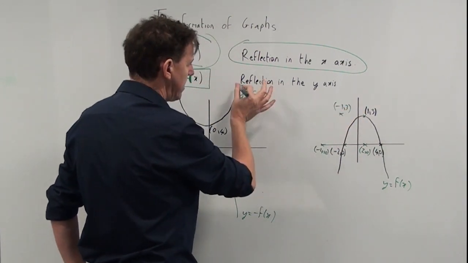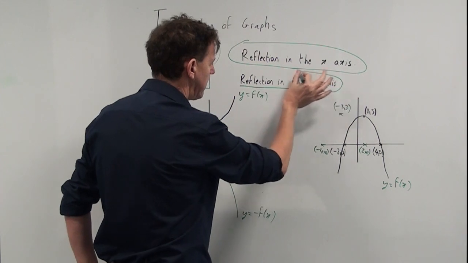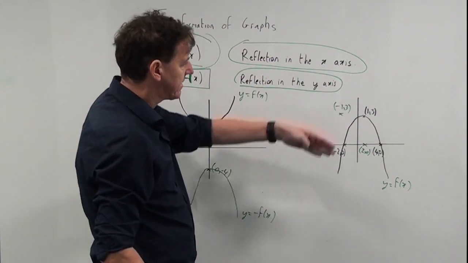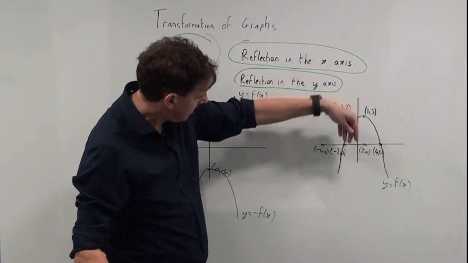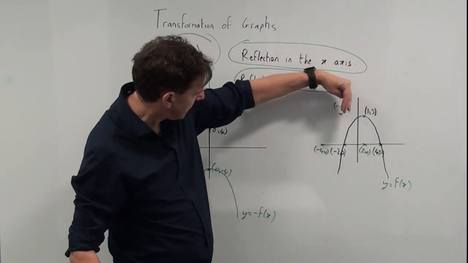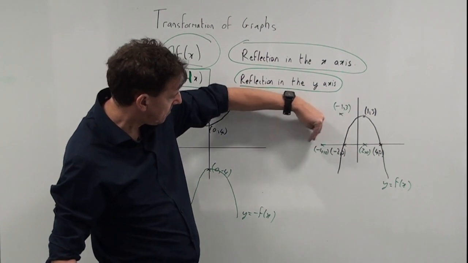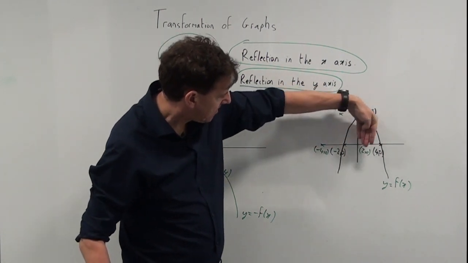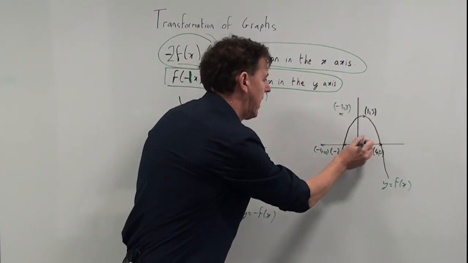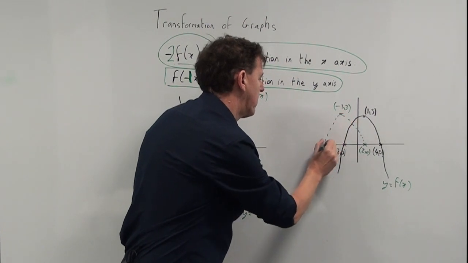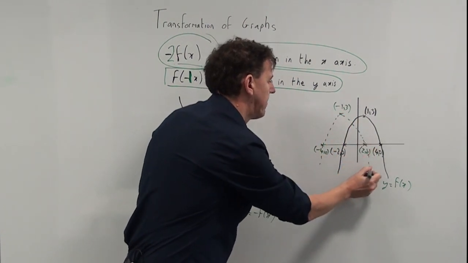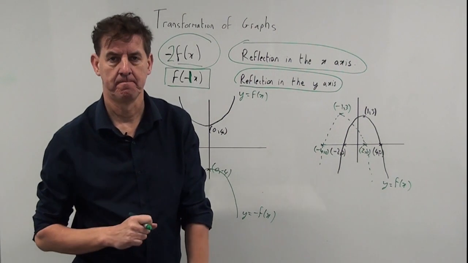And what's actually happening is you're reflecting the original graph in the y-axis. So see that y-axis there? All that's happening is (1, 3) has been reflected now into (-1, 3). (4, 0) has been reflected to (-4, 0). (-2, 0) has been reflected to (2, 0). And there we have the original graph now being transformed.